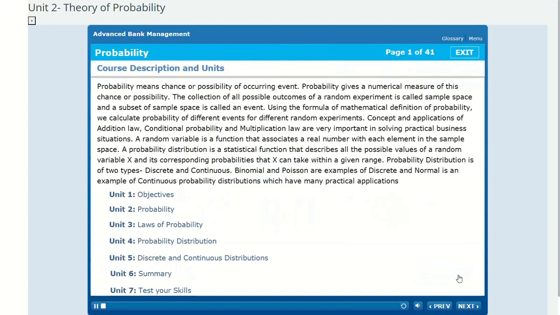Course description and units. Probability means chance or possibility of occurring event. Probability gives a numerical measure of this chance or possibility. The collection of all possible outcomes of a random experiment is called sample space, and a subset of sample space is called an event. Using the formula of mathematical definition of probability, we calculate probability of different events for different random experiments.